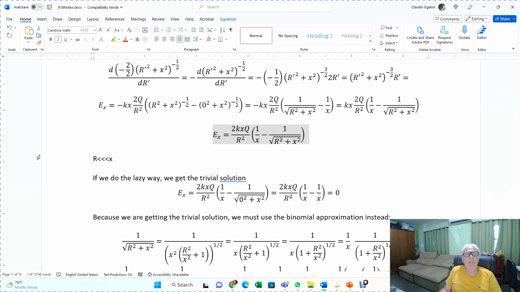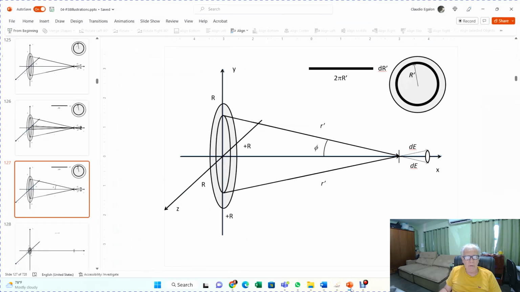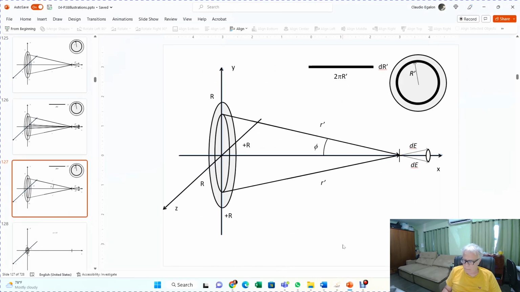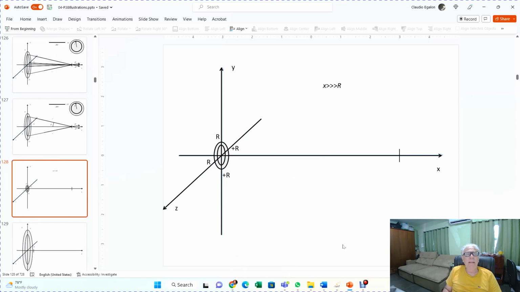And we go ahead and do the same exercise that we did before to find out if this, as you see right in here, reduces to that of a point charge, right? I have an illustration right in here. Okay, here you go. That's what x much greater than R is all about.